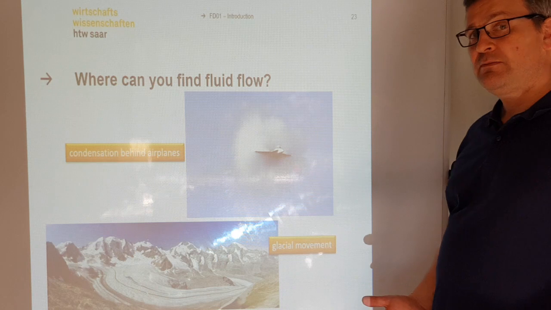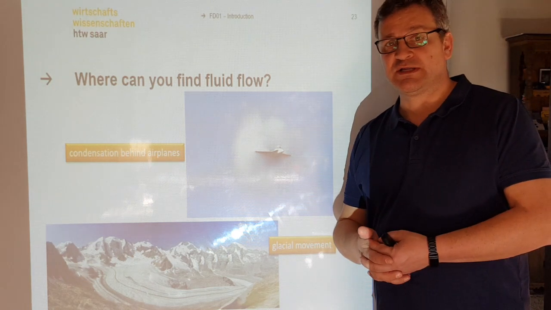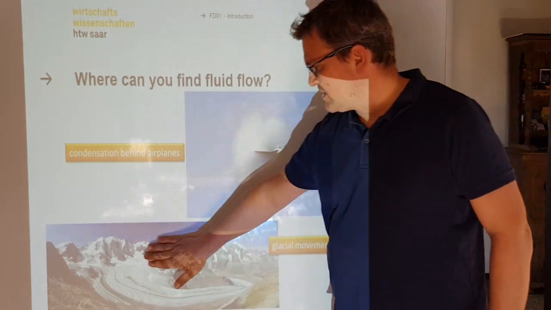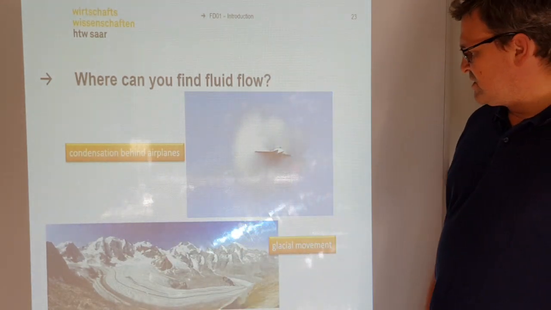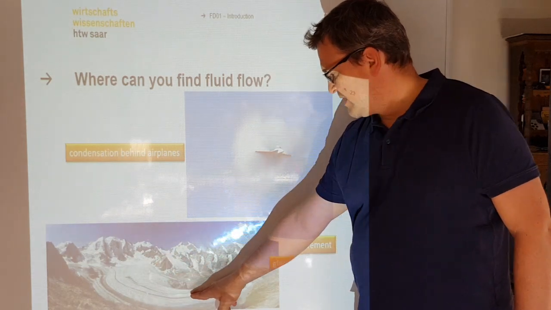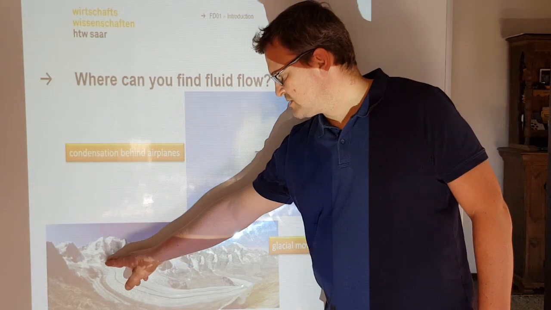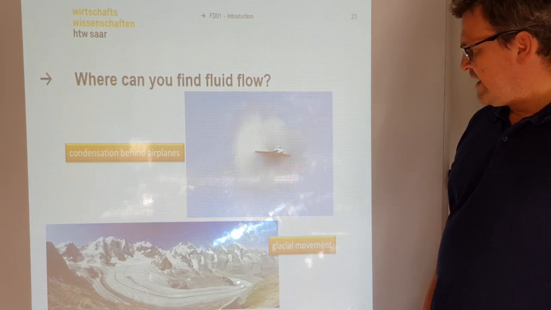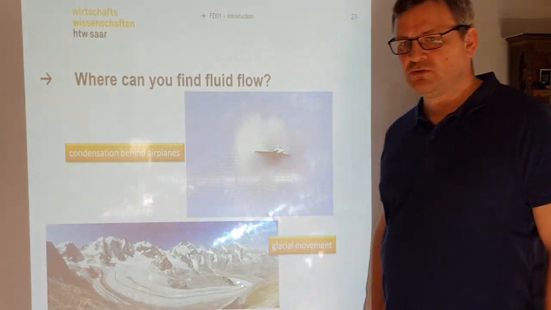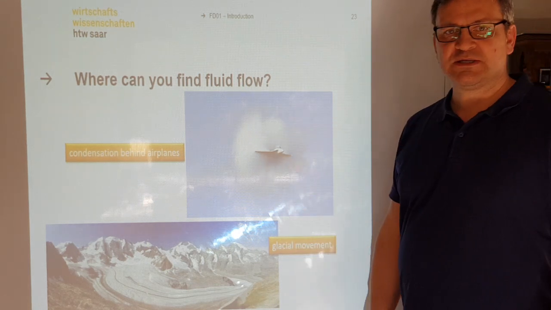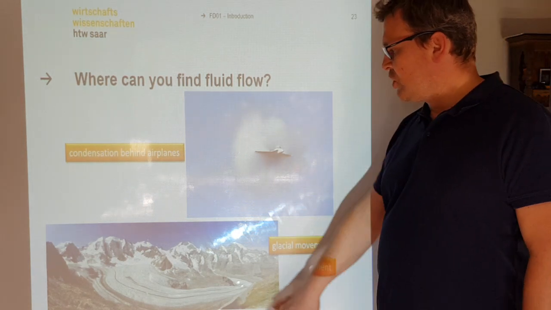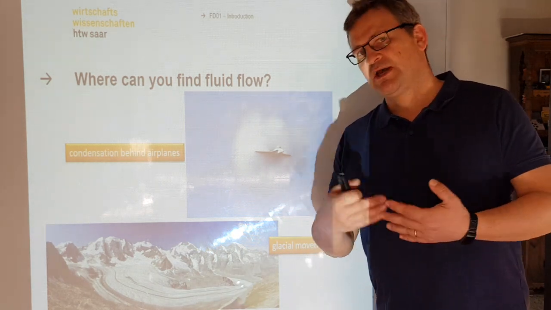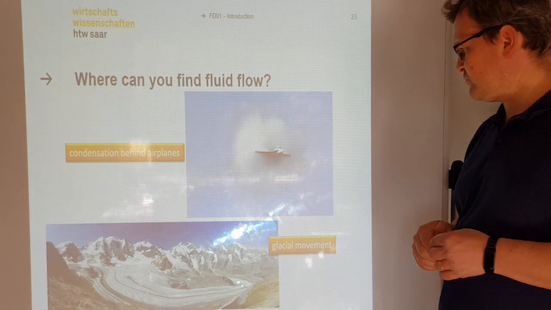Or, for example, where else can we find fluid flow in nature? Here we see mountains, we see a glacier, and we see glacial movement of the ice down the hills into the valley. And this is also fluid flow. So really fast phenomena can be fluid flow problems, or really slow phenomena in nature can also be fluid flow problems.